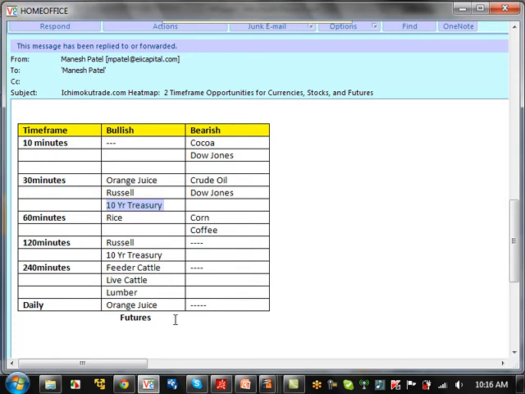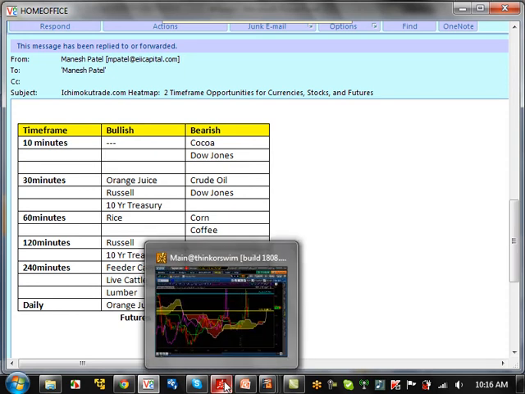But for today's presentation, we're going to show you the orange juice, because that was on a 30-minute 2 time frame buy and sell scenario. This was a 2 time frame buy on a 30-minute, and then it was also a 2 time frame buy on a daily. So let's go look at the higher time frame daily and show you what happened with the orange juice.